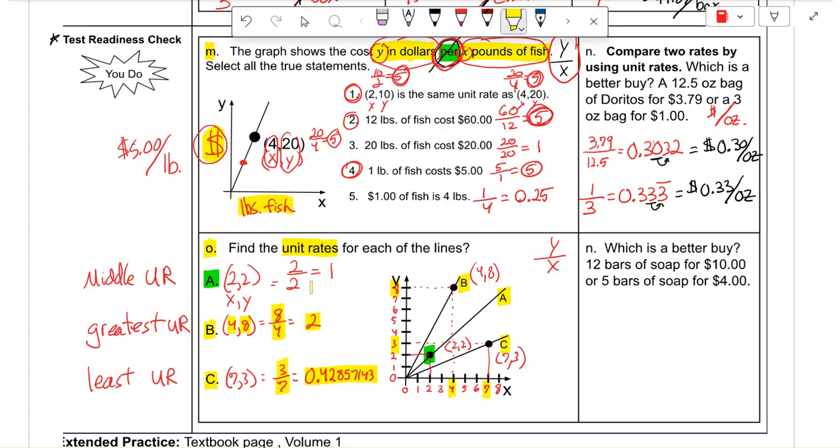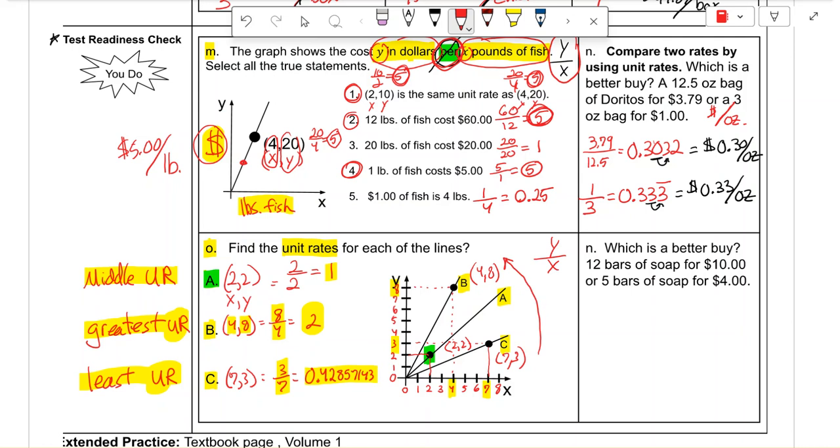Now you can compare these three numbers. Okay, that's the essential question. What are unit rates really good for? Well, it's comparing numbers, and you can see that the greatest unit rate, UR for unit rate, is 2. The least one is a unit rate of 0.42, and the one right in the middle is 1. And you can see right over here, as the lines get steeper, they have a larger unit rate.